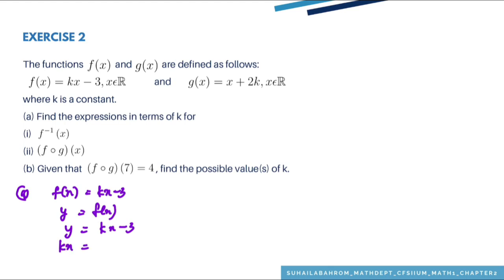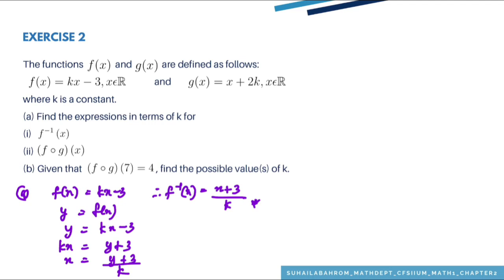We need to make x the subject. kx is equivalent to y plus 3. Therefore, x is equivalent to (y plus 3) divided by k. Therefore, finally, the inverse function f is equal to (x plus 3) over k. So this is the inverse function f in terms of k.